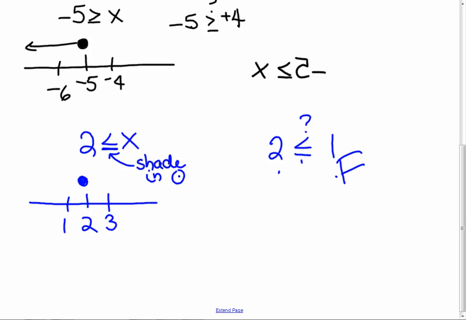If you want to try another number, just to make sure, like 3, is 2 less than or equal to 3? Is 2 smaller than 3? Yeah, that's true. So I did shade the right side. It's one side or the other, once you find the boundary point.